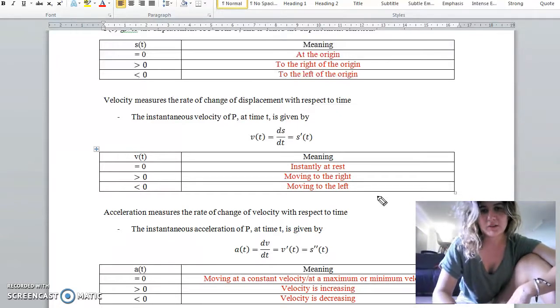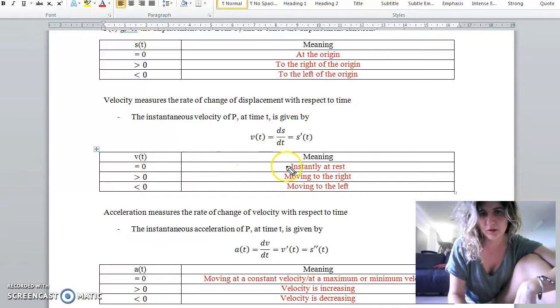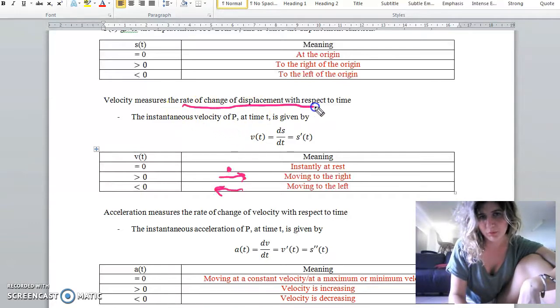When velocity is equal to 0, your object is at rest. When your velocity is greater than 0, you're moving to the right. When your velocity is less than 0, you're moving towards the left. So you're either at a standstill, moving to the right, or moving to the left. Velocity is the rate of change of displacement with respect to time, which just means it's the derivative of your displacement.